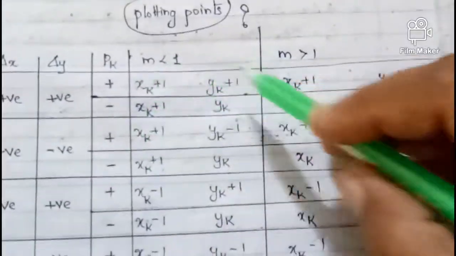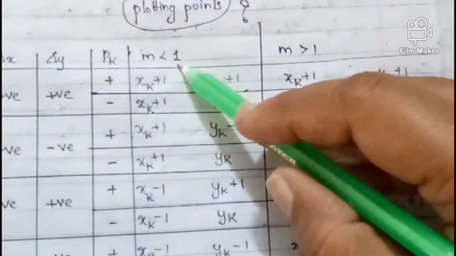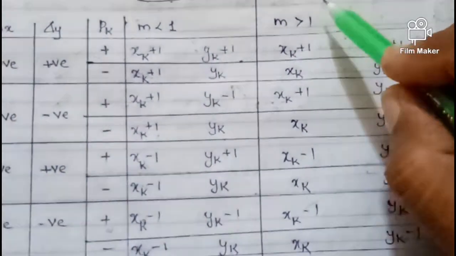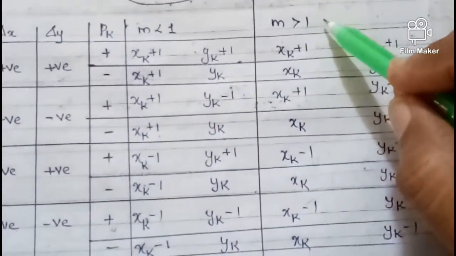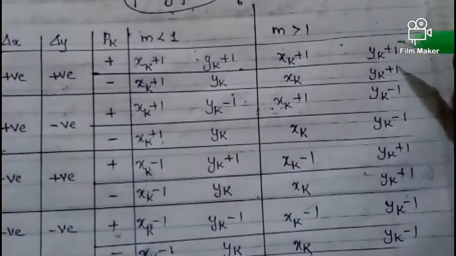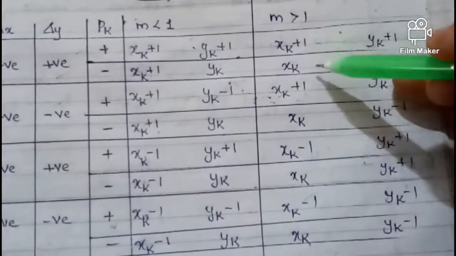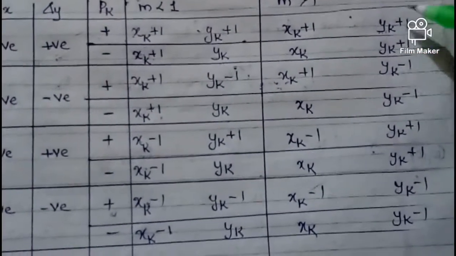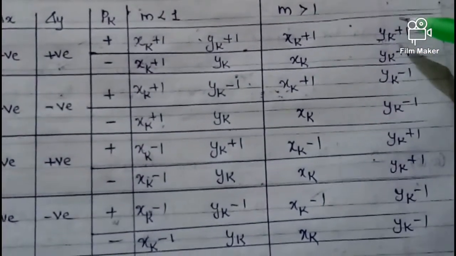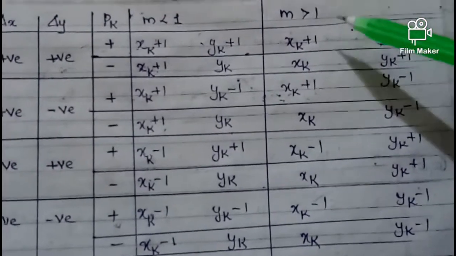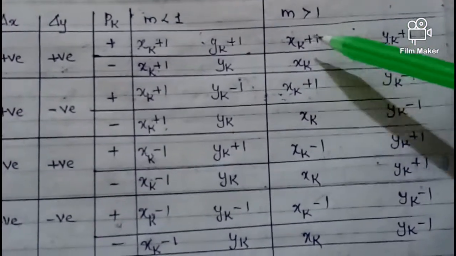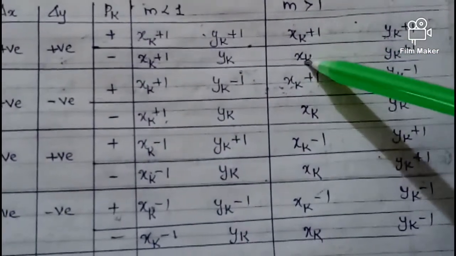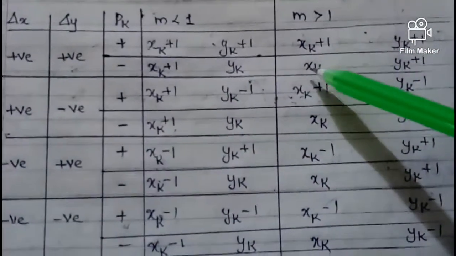So this is how the points are calculated in m less than 1. What about the case of m greater than 1? In m greater than 1, irrespective of whether pk is positive or negative, y will always have the same change. But x will undergo change only when pk is positive, and x will not undergo any change if pk is negative. Let us see how.